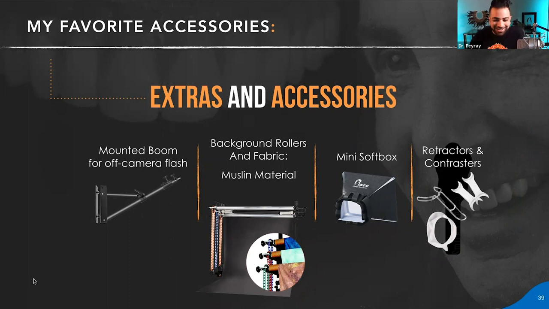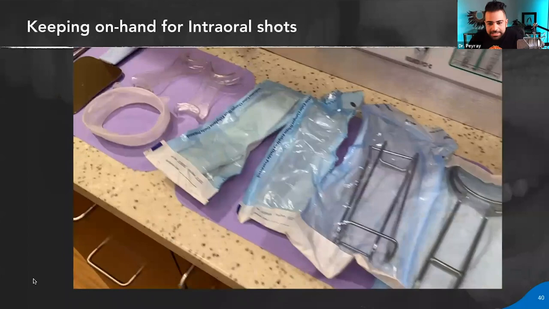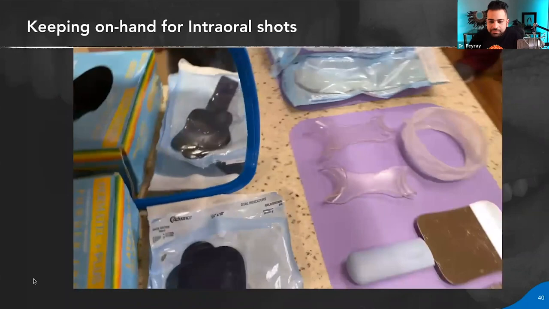So the mini softbox is what I showed you on my camera. And then of course, what we use every single day are retractors and contrasters. So I'm going to go over them quickly. I think I did it. Let me show you the video of this. Okay, so now you can see.